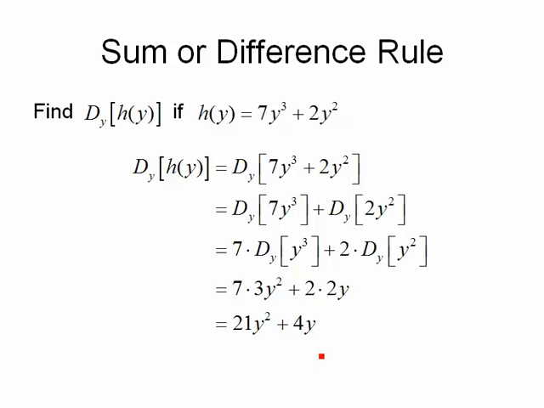Notice that I've broken these steps down into fairly small increments. Once you get practiced with this, you'll probably be able to do most of this in your head, and just look at what we have here and say, oh, the derivative of y cubed is 3y squared, times 7 gives us 21y squared. The derivative of y squared is 2y, times the 2 gives us 4y. You won't have to go through all of these steps that I'm showing.